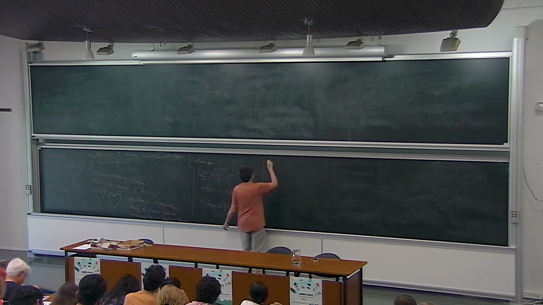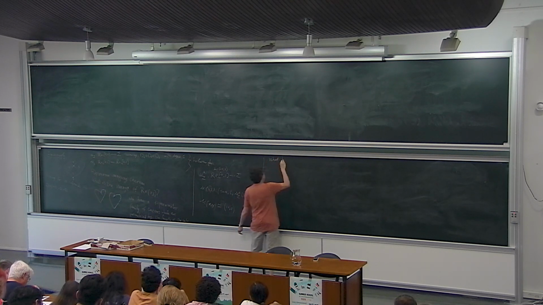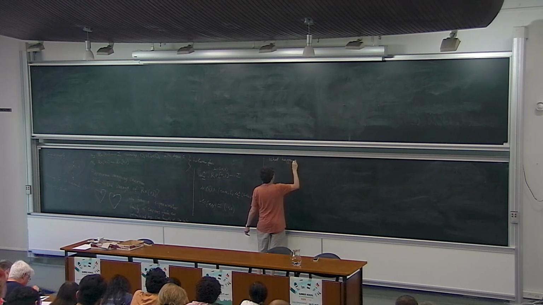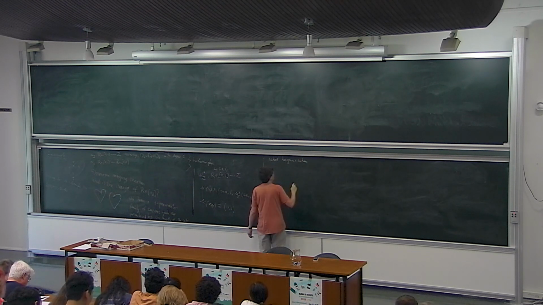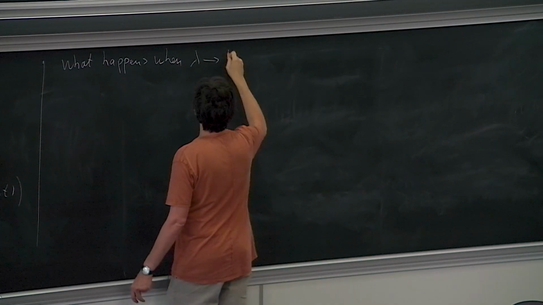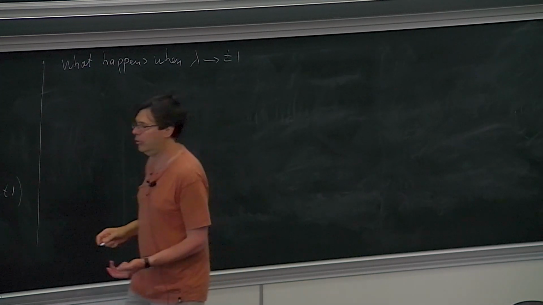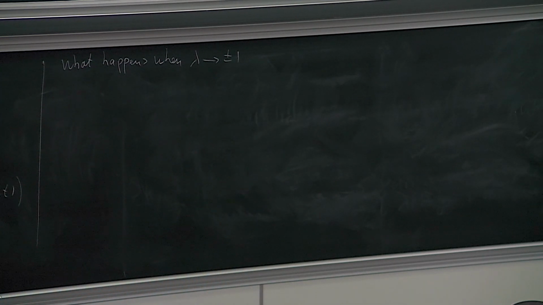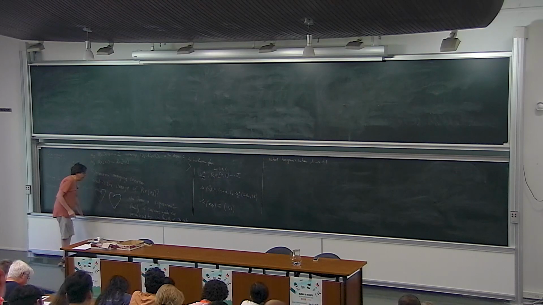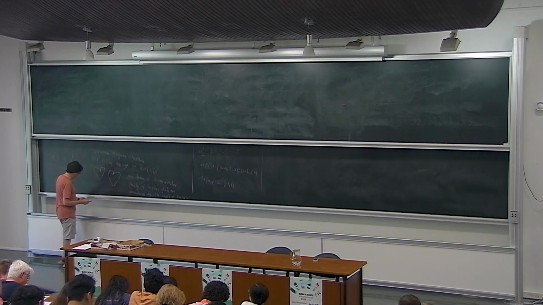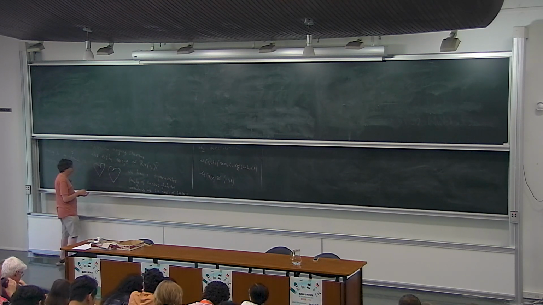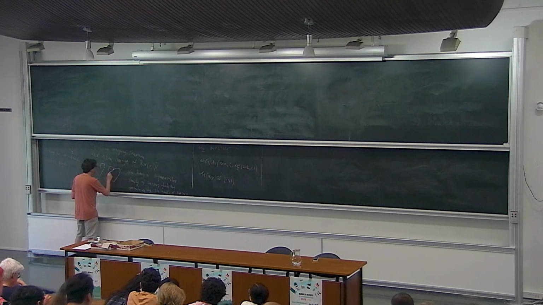And now the question is, what happens when lambda goes to plus or minus 1? So this means that we are cut all the way. And when we cut all the way, well, this is a bit hand-waving, but it can be proved. What happens is that, well, it's like this.